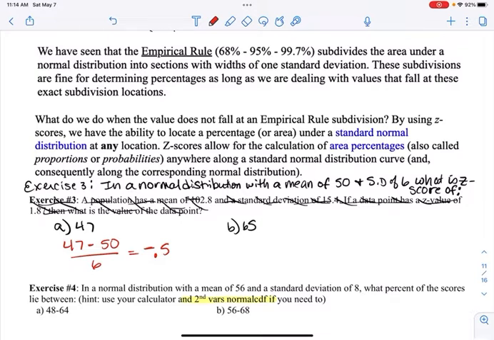All right, anytime I get a negative score, then my score is below the mean. Let's take another one, 65. So 65 is my score, and I'm trying to figure out my z-score. 65 minus 50, because 50 is my mean, divided by my standard deviation, 6, is 2.5. So I'm 2.5 above the mean.